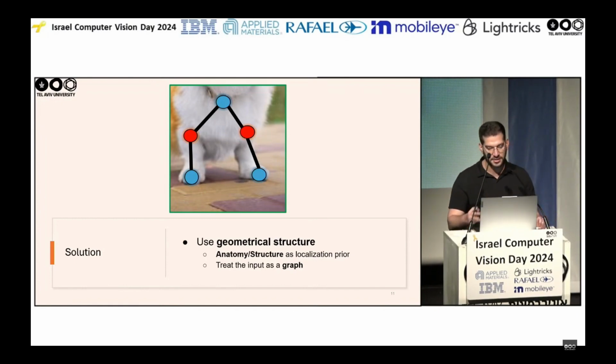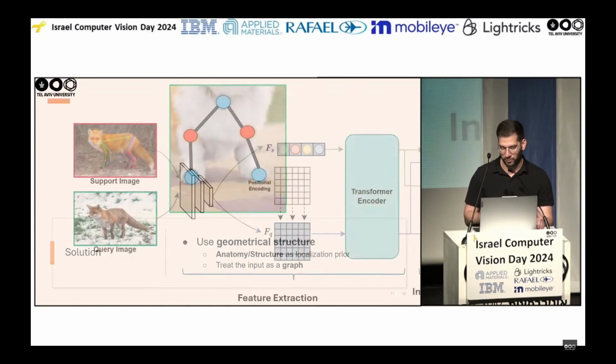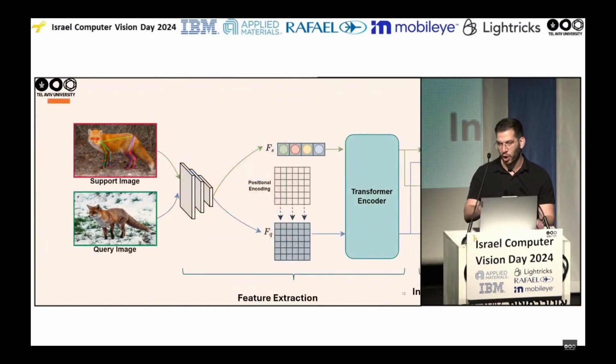So our key insight is to leverage these relations. And using the connectivity as an additional input, we can define the input key points as a graph. So here's an overview of a common CAPE framework. We start with a pre-trained backbone in order to extract features from the query image and from the support image.